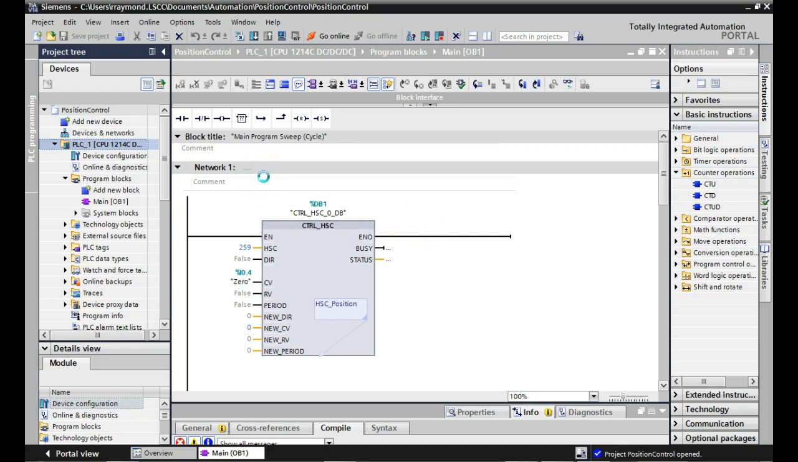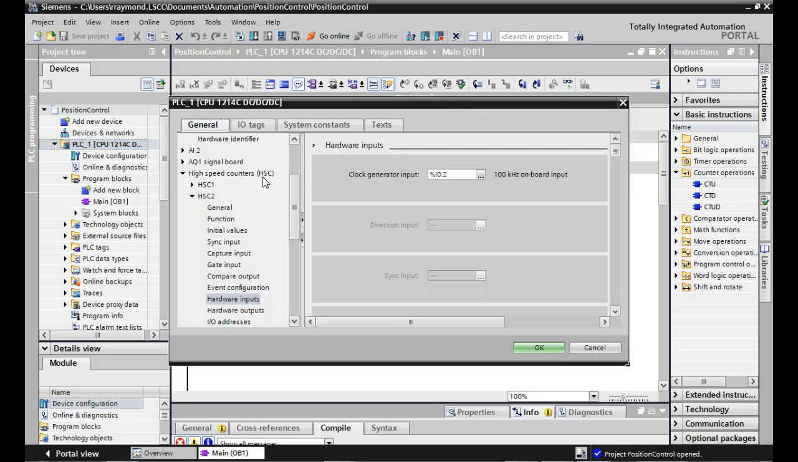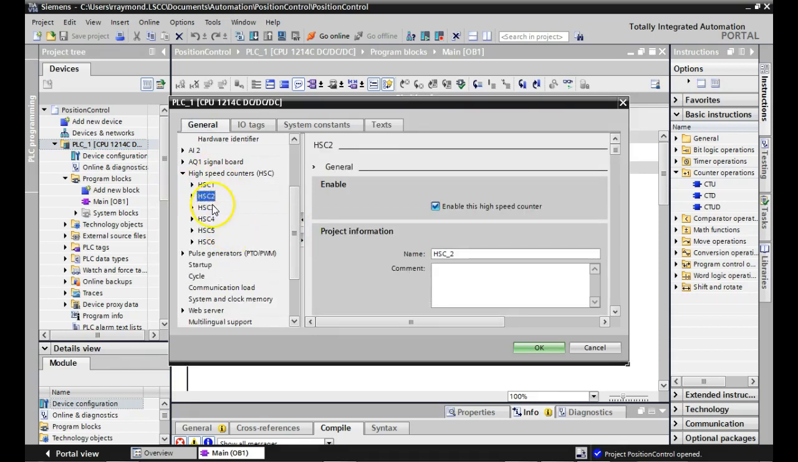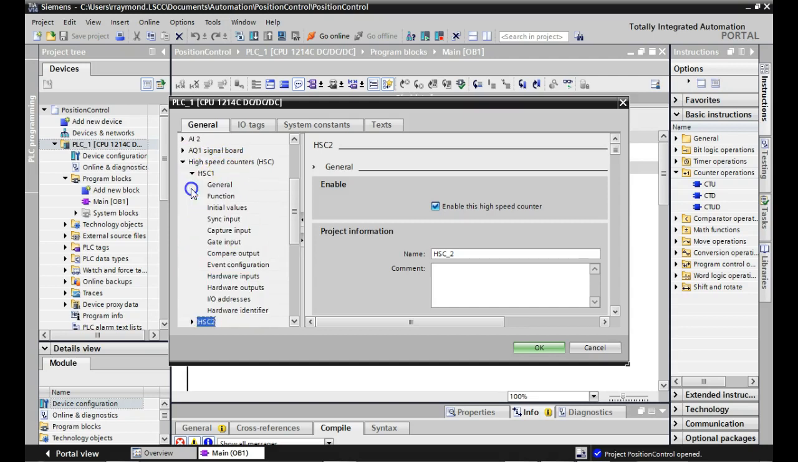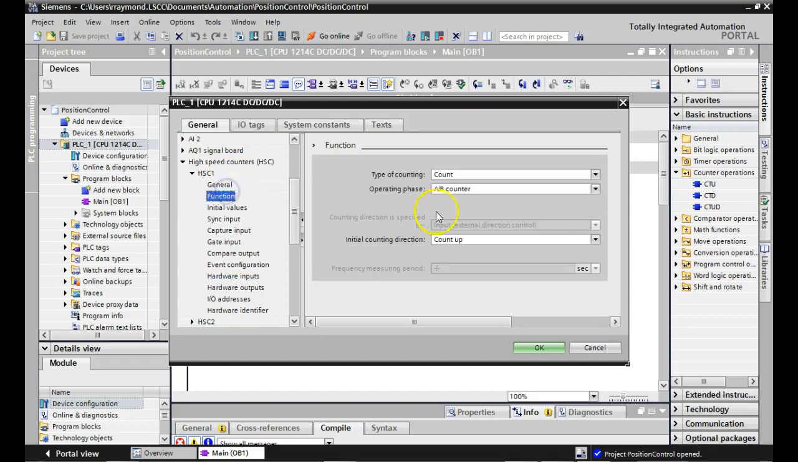So this is where we configure our hardware, right? Everybody okay? So here's our high-speed counters. And the 1200's got how many on them? 6. Okay. So this is general information.